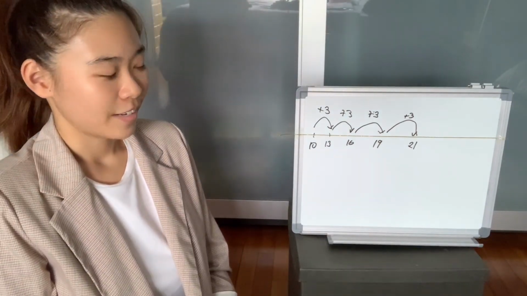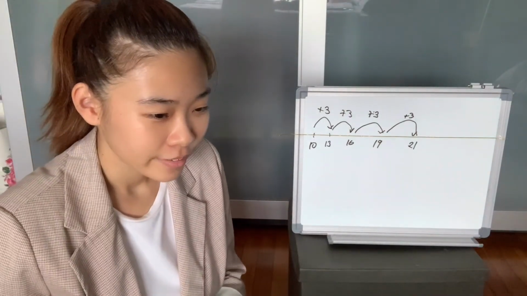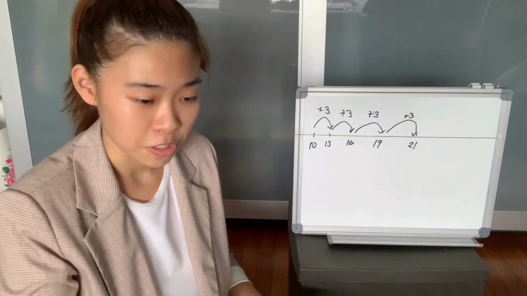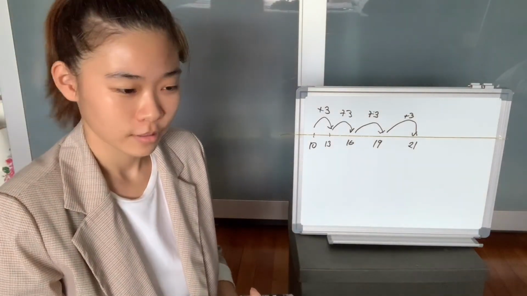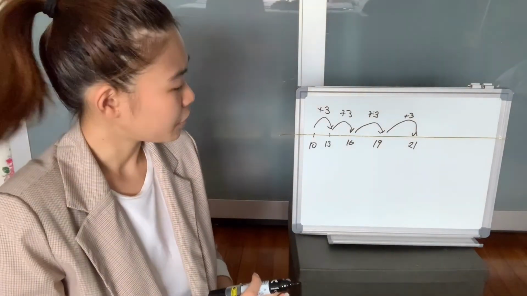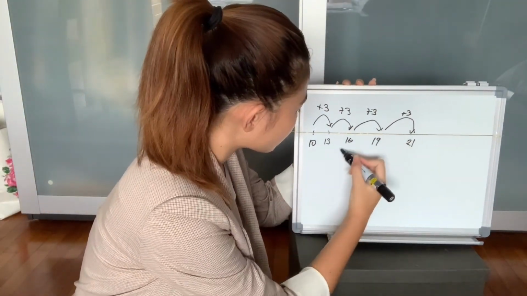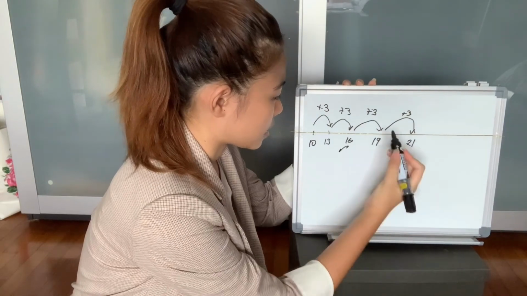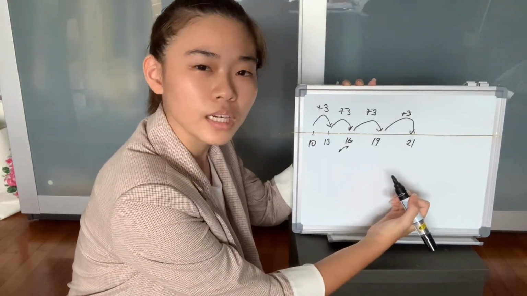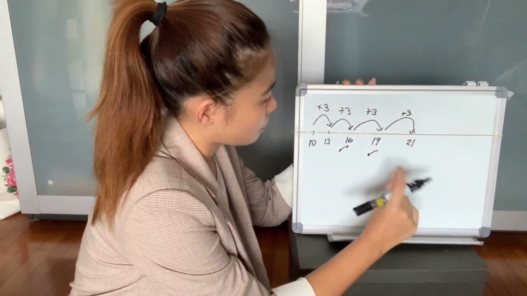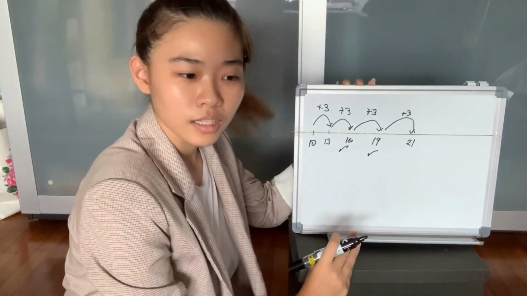No, you guys spotted an error. Good job. Where is the error? Can you please explain it to me? Very good. So as you can see, this part was correct. 13 plus 3 equals 16. 16 plus 3 does equal 19, but 19 plus 3, does it equal 21?